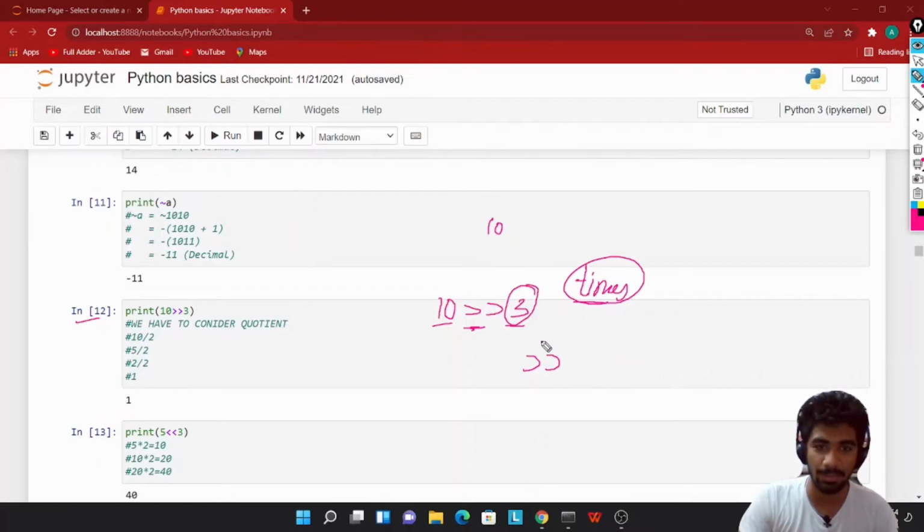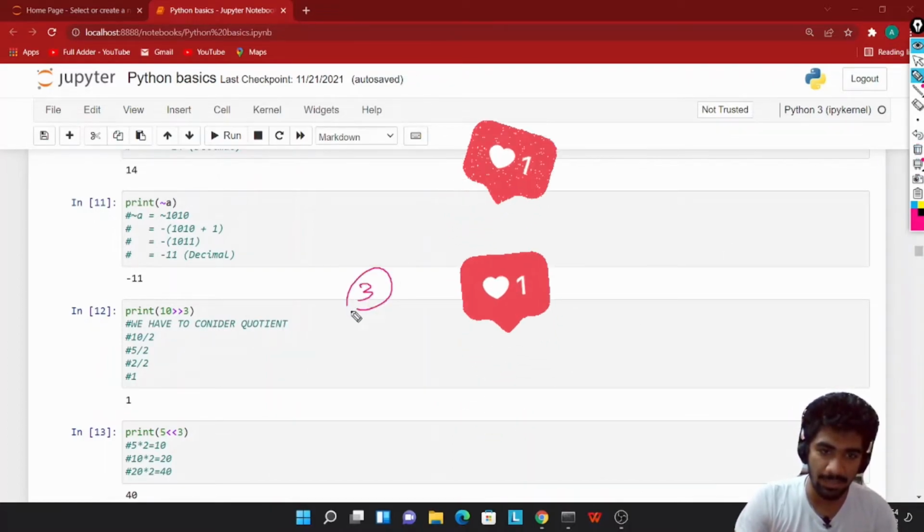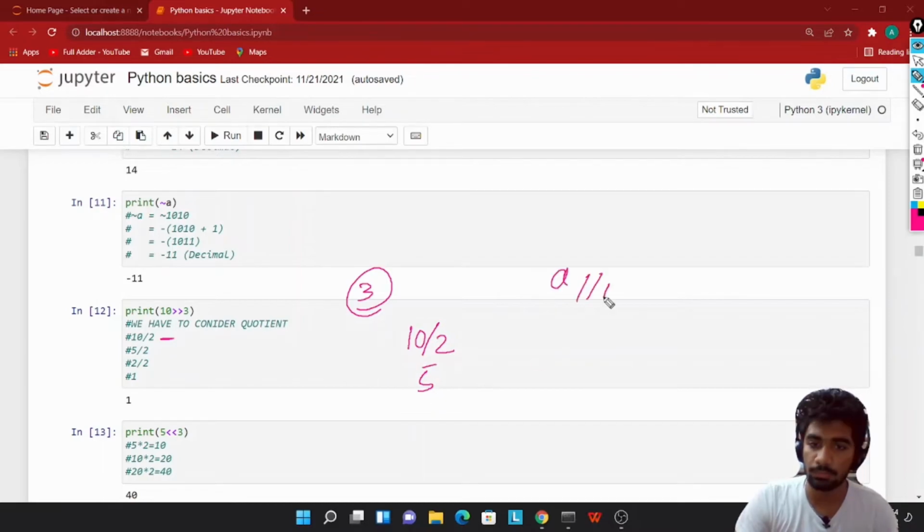So this is called the right shift operator, nothing much more than that. Let us try to see how the right shift operator works. Here we are trying to right shift 3 times, right? So the first time when you perform right shift, we will divide the value by 2. The quotient, we will only consider the integer quotient part. If you remember the floor division, we will take the floor value, that is the integer part.